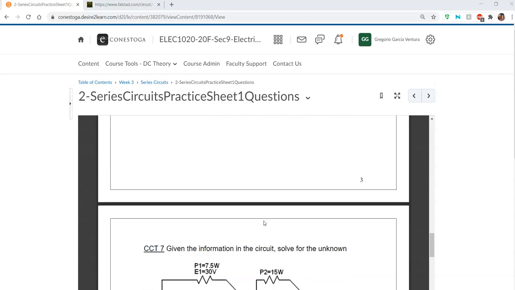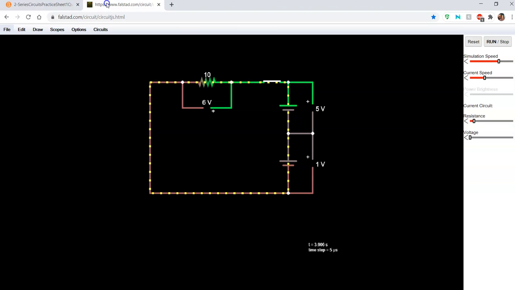In both instances, I am going to use Falstad in order to give you a demonstration on what is called additive and subtractive polarity. This symbol for the battery, the long dash indicates the positive terminal, and the short dash indicates the negative terminal. So at this point, we are going to call this one battery number 1 and this one battery number 2, and we can see that the positive terminal of battery number 2 is connected to the negative terminal of battery number 1.